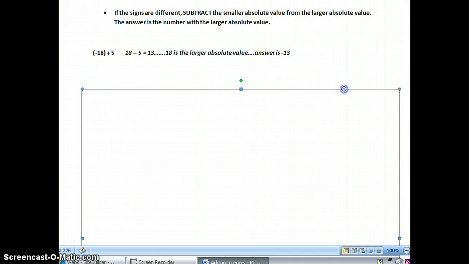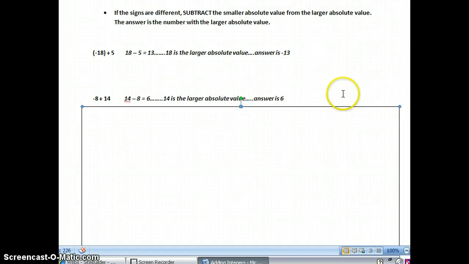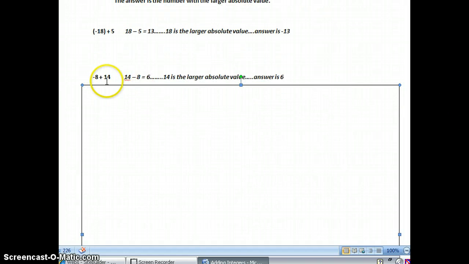Another example, if I have -8 plus 14, signs are opposite, so I take the larger absolute value, 14, and subtract the smaller, 8, and I get 6. Now 14 is a positive number, so it's the larger absolute value, so my answer is positive 6.